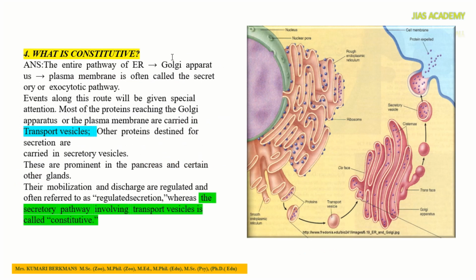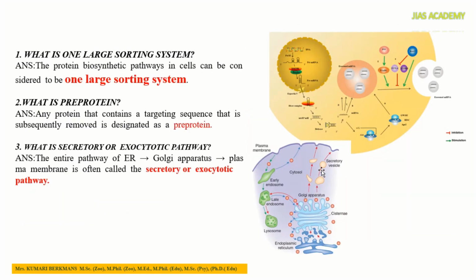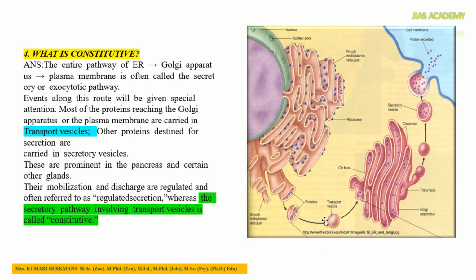Number 4, what is constitutive? The secretory pathway involving transport vesicle is called constitutive. This path is called constitutive, and this part is called the secretory pathway. So the entire pathway from the endoplasmic reticulum, Golgi apparatus, to the plasma membrane is called the secretory or exocytotic pathway.